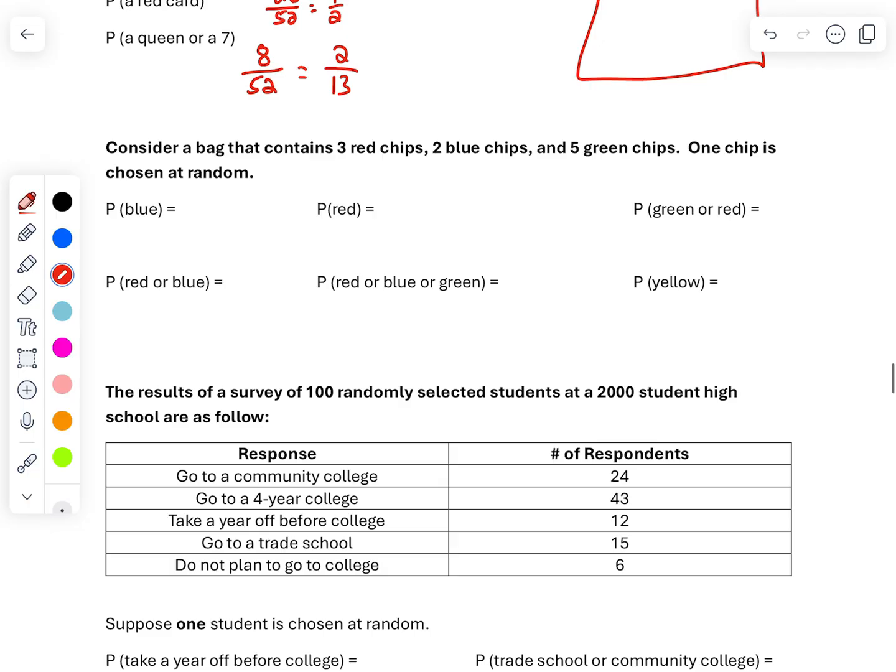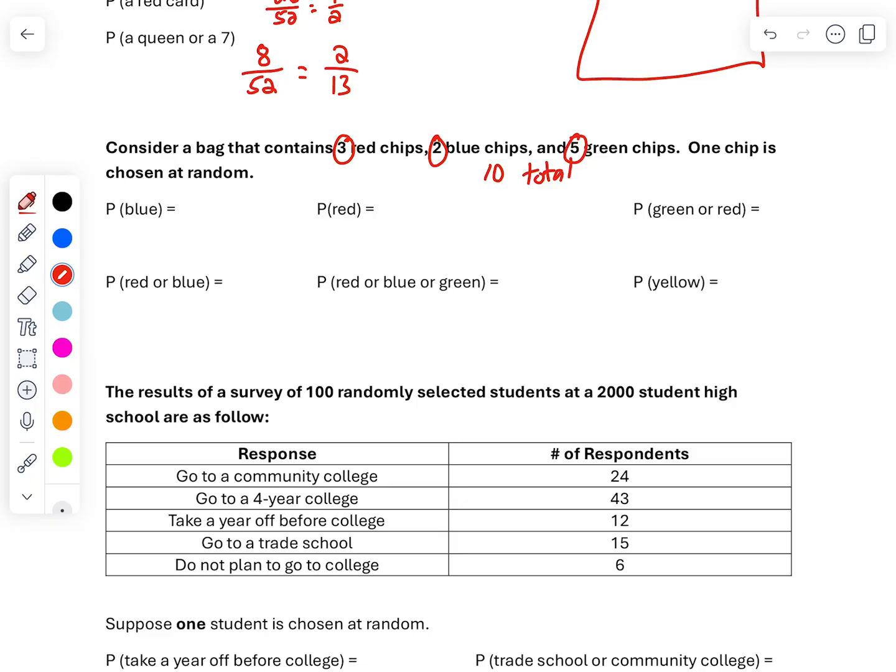Okay, this says consider a bag that contains 3 red chips, 2 blue chips, and 5 green chips. And then randomly we stick our hand in the bag and 1 chip is chosen at random. So what is the probability of choosing a blue chip? Remember, your denominator is always your possible numbers. So you want to add up your total first. So if we have 3 red, 2 blue, and 5 green, there are 10 total chips.